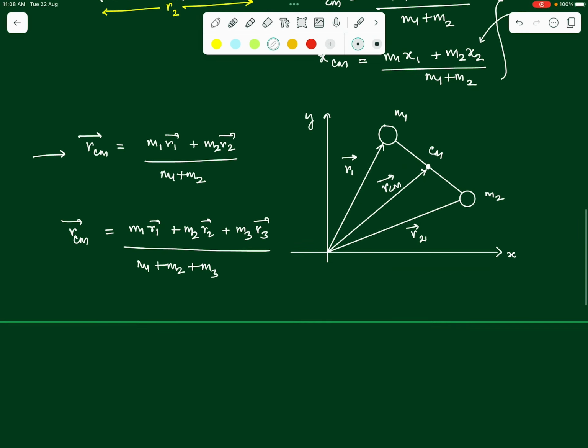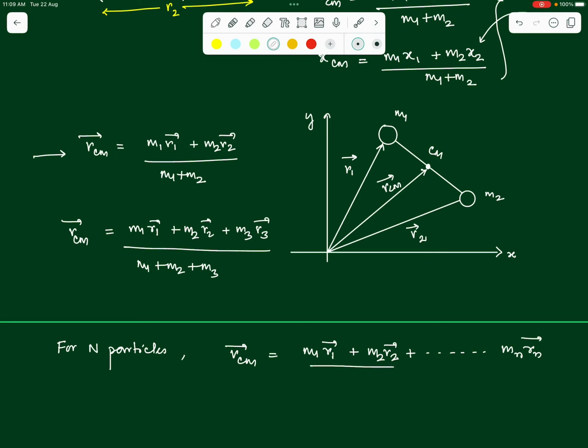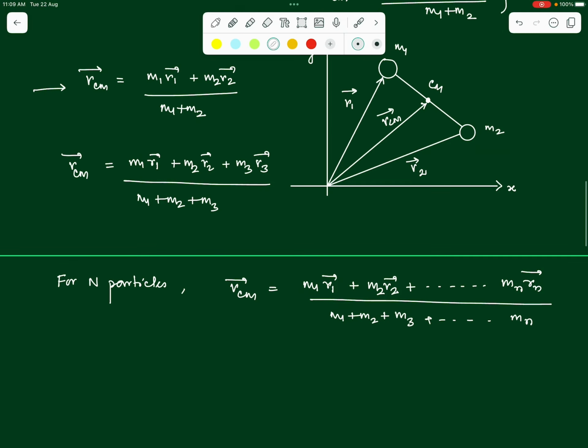In fact, for n particles, we can write the same expression as, for n particles, the position vector R_CM can be written as (m1 r1 + m2 r2, and we go on doing this till we reach the last particle, mn rn) divided by (m1 + m2 + m3 and so on up till mn). We can see that we can write this in terms of the summation sign.